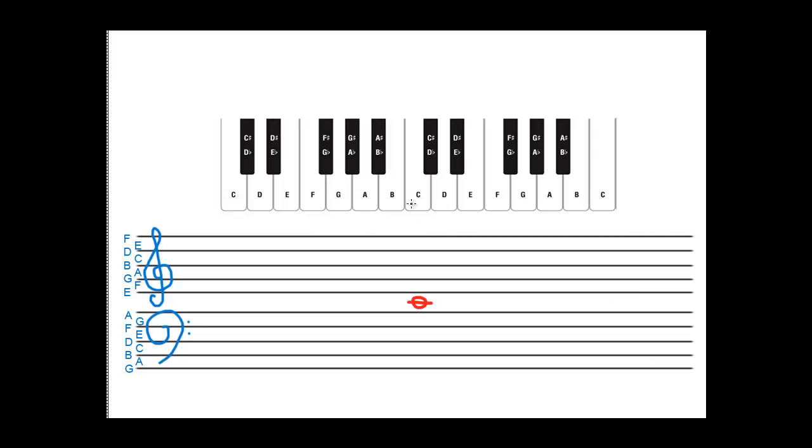Okay, so I want you to look at this note right here, the first ledger line above our bass clef staff, as well as the first ledger line below our treble clef staff. That note is a C. So if we were to count up from our top line in the bass clef, you'd have A, B would be the note right above it, and C is our first ledger line.